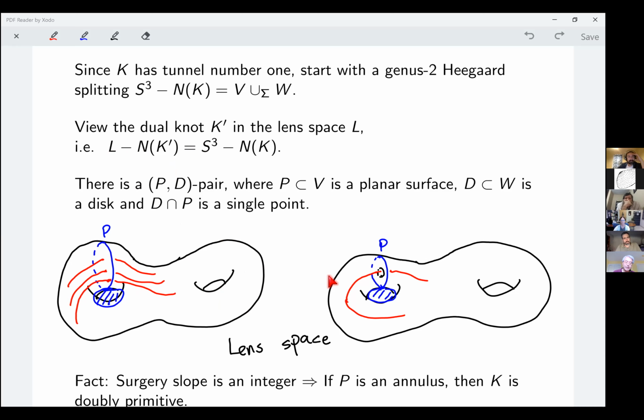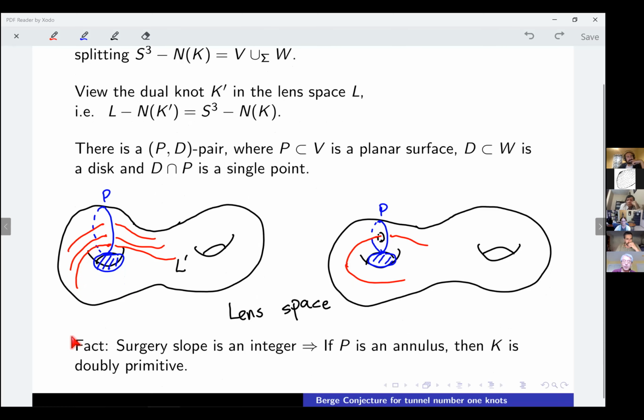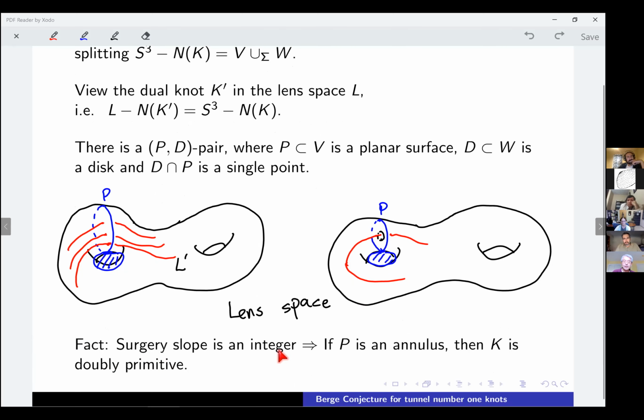So this is stabilized. So you have a stabilizing pair. You have this disk, another disk, but this disk intersects this dual knot. So this red curve is K prime, the dual knot in the lens space. So you get basically a punctured disk. That will give you a planar surface. And this planar surface intersects the disk on the other side in one point. It's sort of similar to a stabilizing pair. It follows from the integer slope.